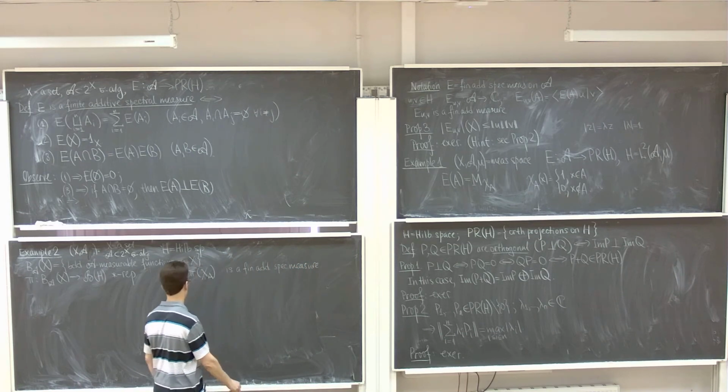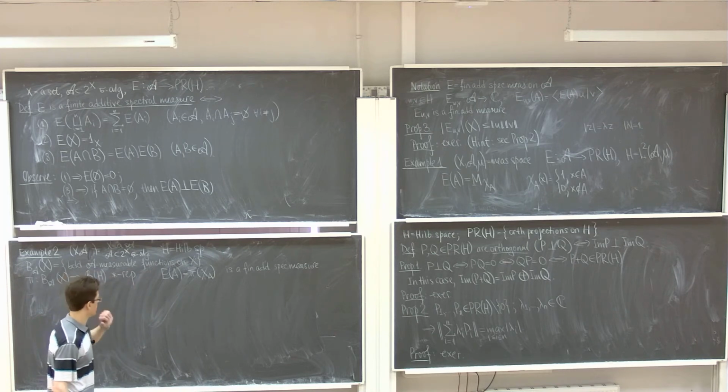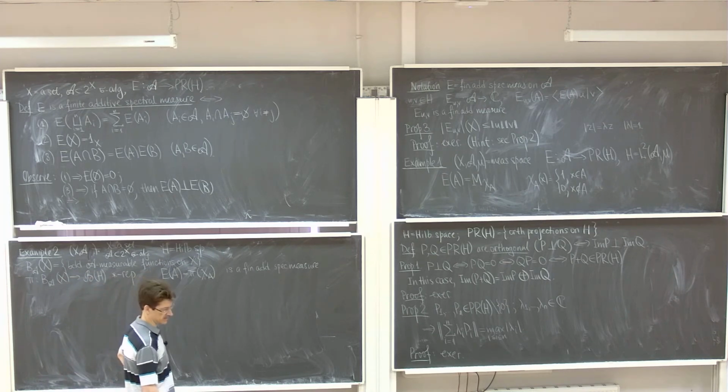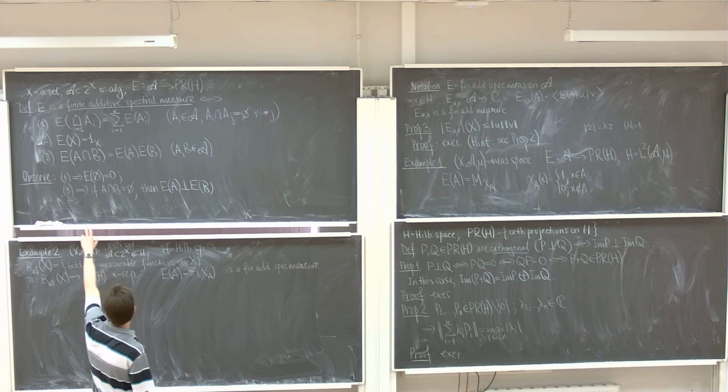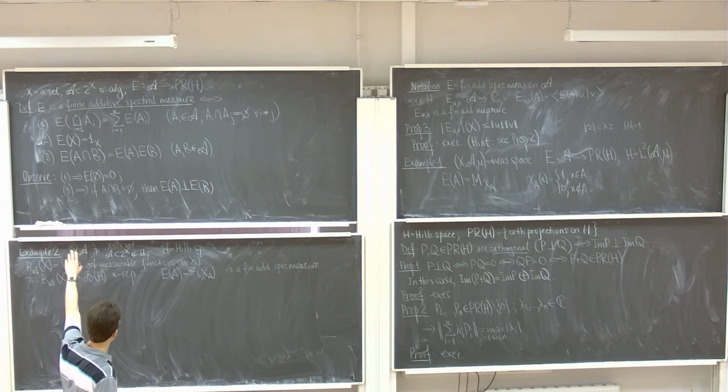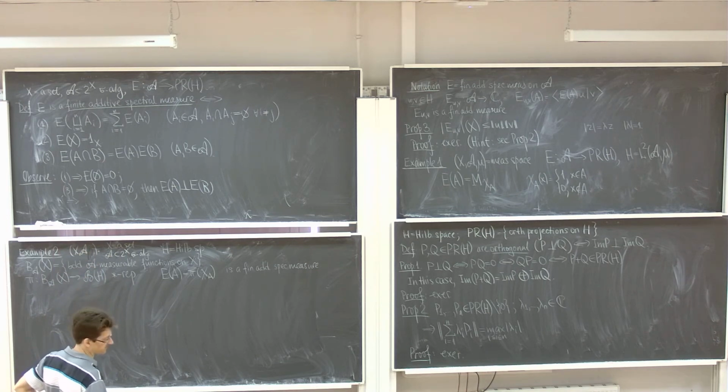Well, indeed, E of A is a projection because chi A is idempotent, so E of A is also idempotent because pi is a homomorphism. And E of A is an orthogonal projection because chi A is self-adjoint, so E of A is also self-adjoint, and a self-adjoint projection is orthogonal. Okay, so this is an orthogonal projection, and properties 1, 2, and 3 are also easily verified. In particular, 3 follows from the fact that pi is a homomorphism.